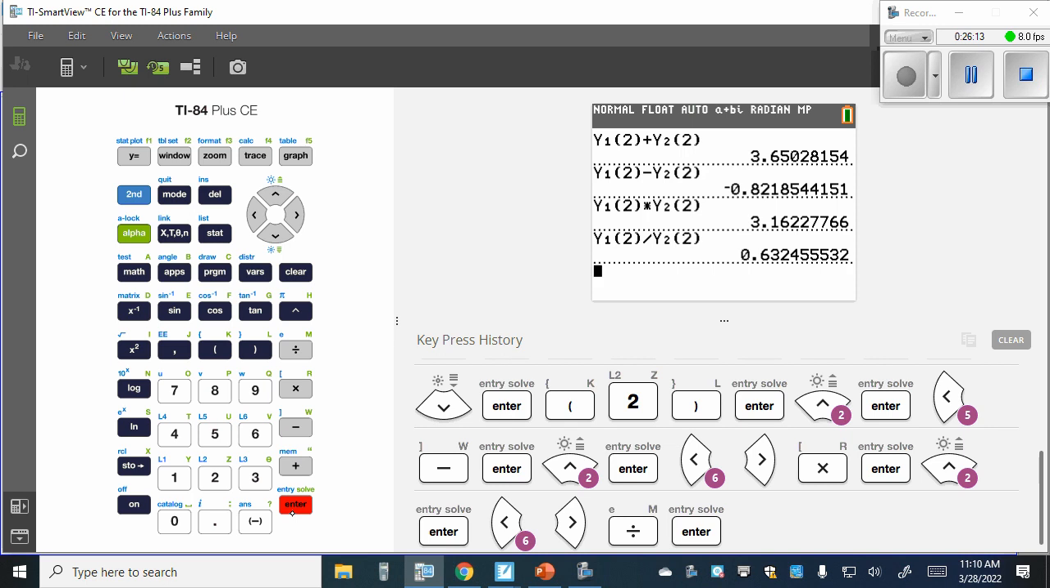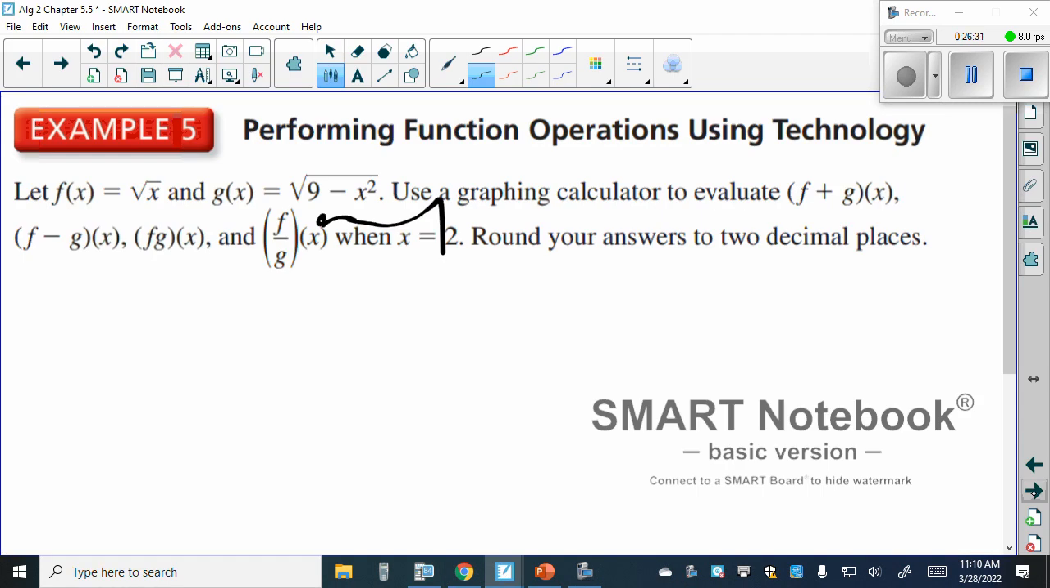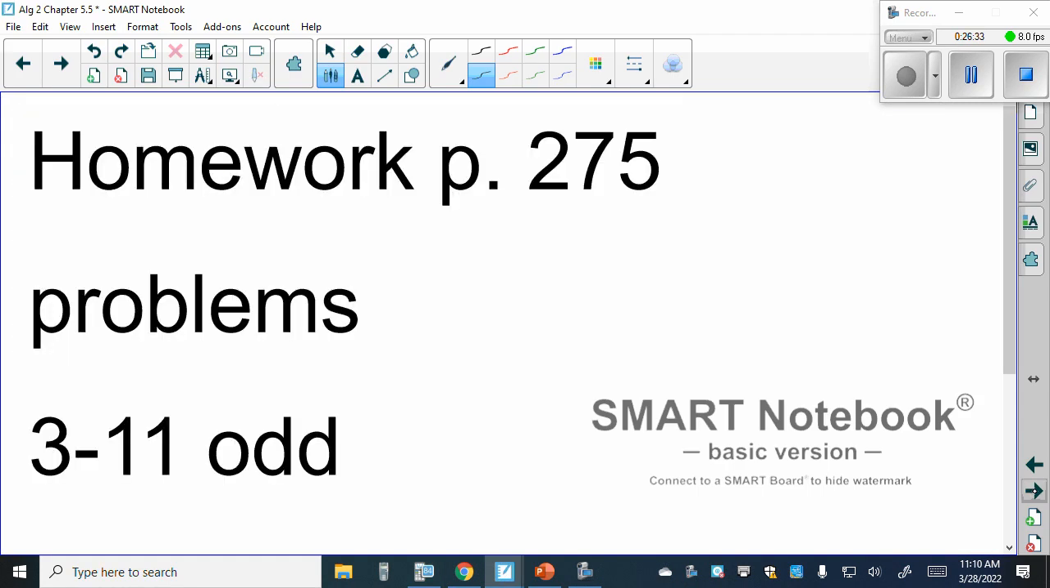because now I'm not having to actually figure out what the condensed version of each one of these here. I'm not having to solve f plus g of x to see what the function is and plug it in there. We can actually use the calculator to do this. But that's it. That is all we are doing for 5.5.